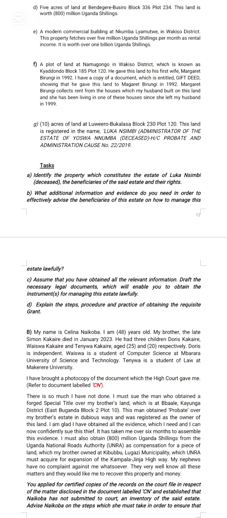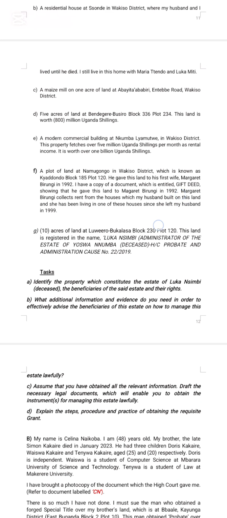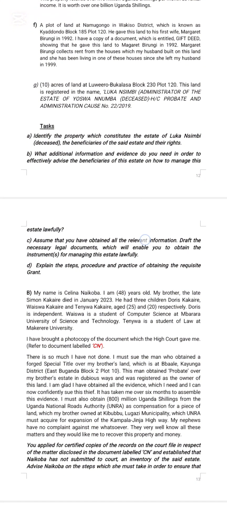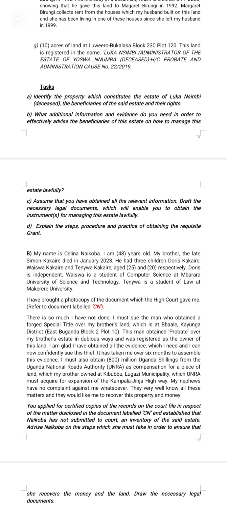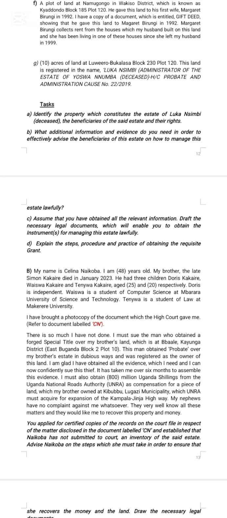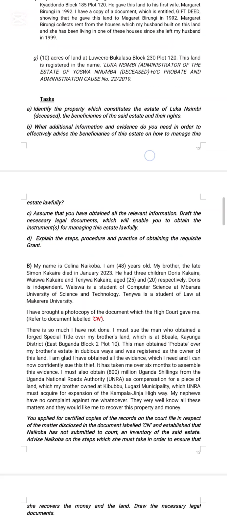So identify the property which constitutes the estate of the late Lukan Simbi, deceased, the beneficiaries of the said estate and their rights. So basically, when you identify this property, you look at only that property which is vested in the names of the deceased. The properties which, for example, is the matrimonial home, that one cannot be bequeathed, and you only have to give out property that only belongs to him.